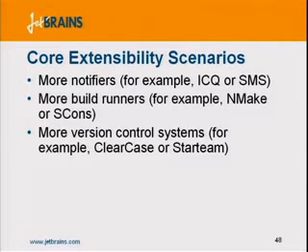So finally, some words about extensibility. The core extensibility scenarios that we support are the following. First of all, we can add other ways to notify about build failures. The standard ways are email and Jabber, and you may want to add more, for example, notifications by SMS or by some special messenger that you have or anything like that.